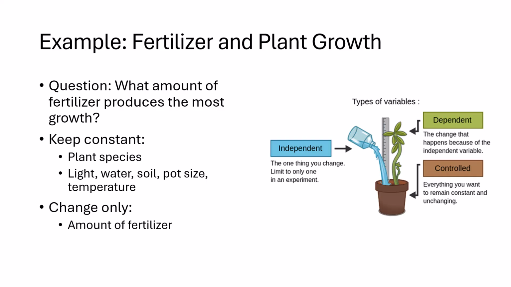Let's use the fertilizer example again. If you want to know the optimum amount of fertilizer for a specific species, then everything else has to stay the same. Same species, same light, same water, same soil, same pot size. The only thing you change is the amount of fertilizer. That's how you isolate cause and effect.